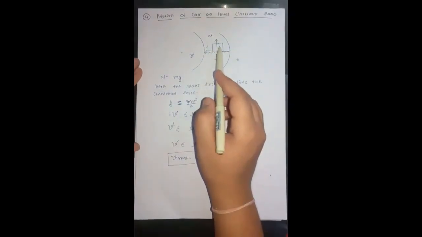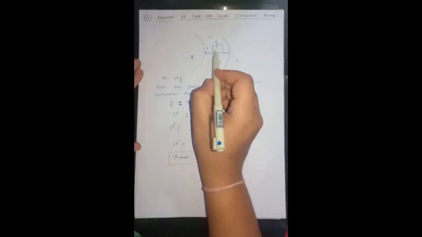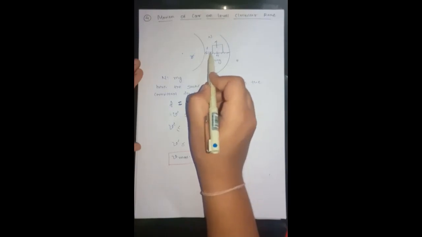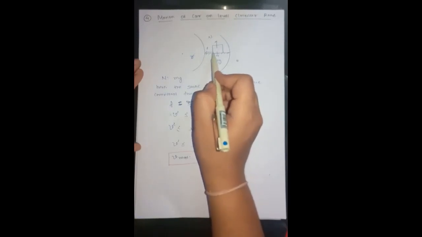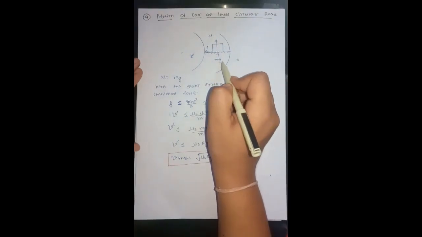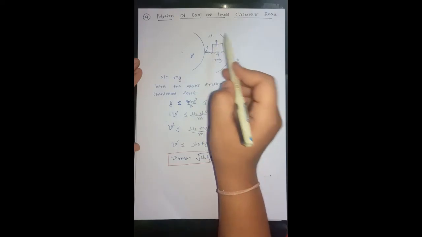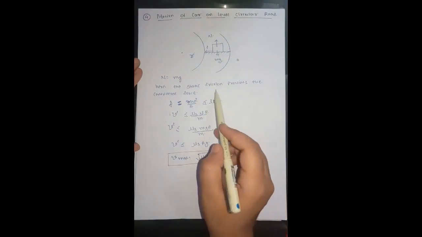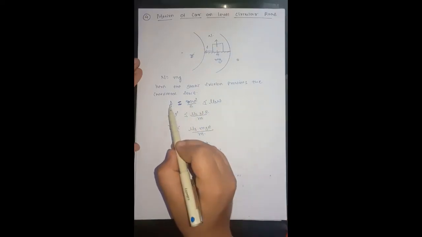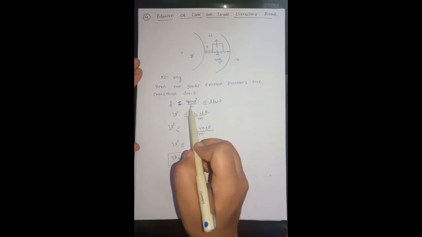The car is moving on the level road in circular path. The frictional force will act in the inward direction. That means the frictional force will provide the centripetal force. In the downward direction, force is mg, and in the upward direction, force is normal reaction. Here the static friction provides the centripetal force. So we can write frictional force is equals to mv square by r.